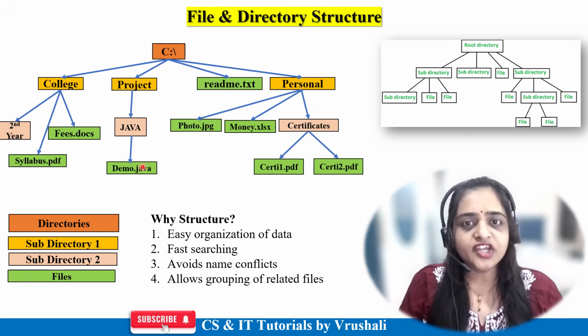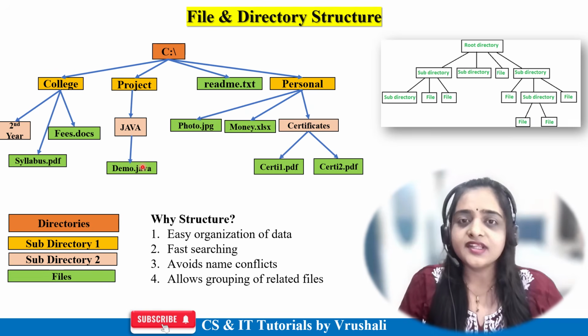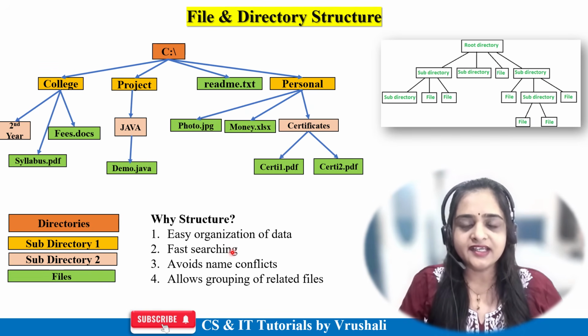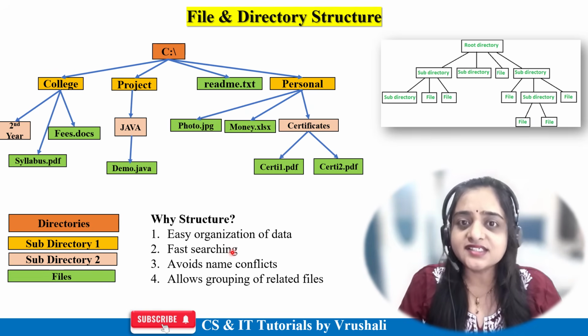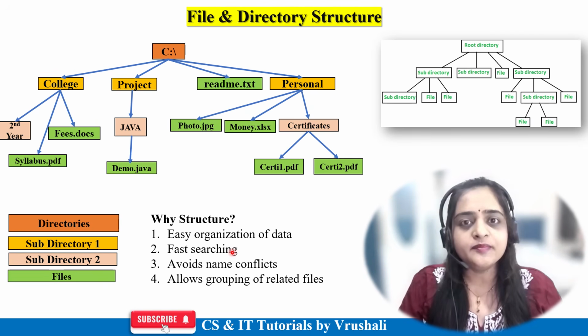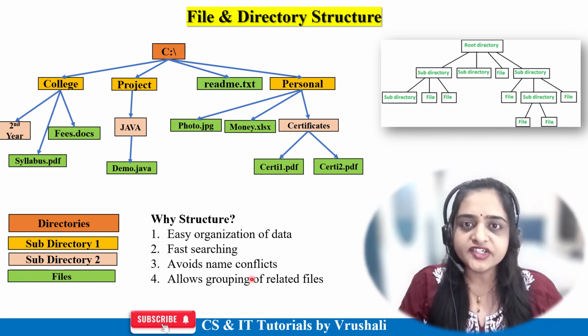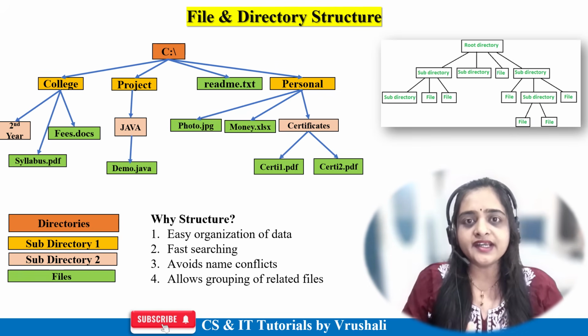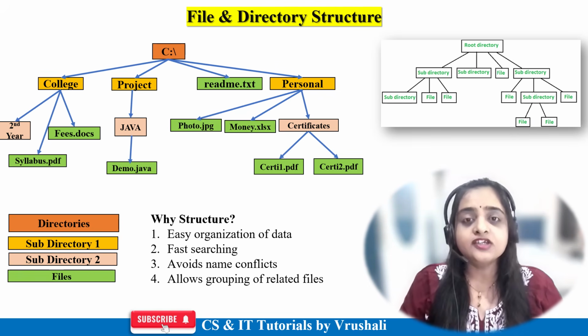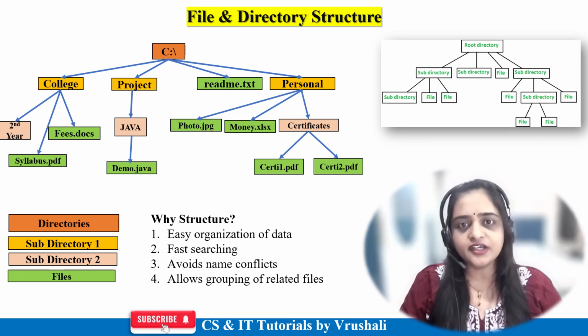Now the main question is why this structure is needed. As we know, it provides easy organization of data, right? You can easily identify and search for a particular file in a particular folder. Also, it avoids name conflicts. You can't store files with the same name in a particular folder, right? It gives an error, so a rename functionality is there. It also allows grouping of related files. You can store the data in a clustered manner, right? So this is the file and directory structure in an operating system.